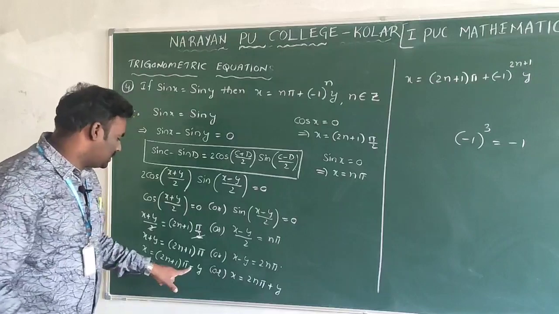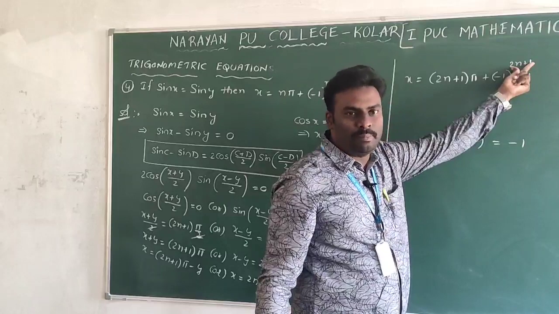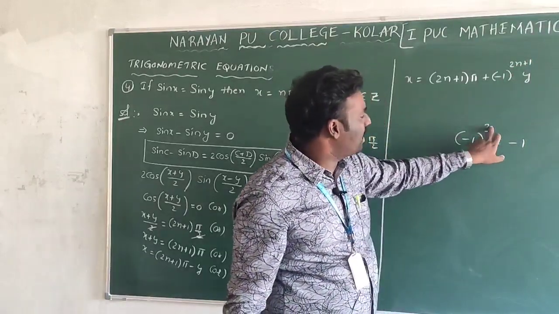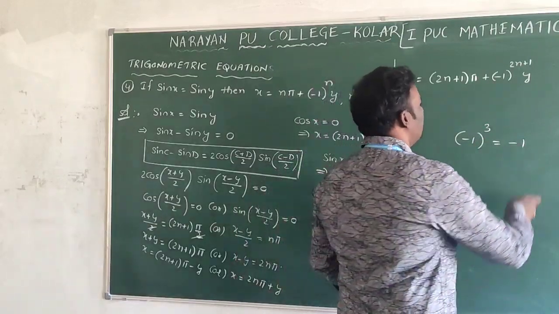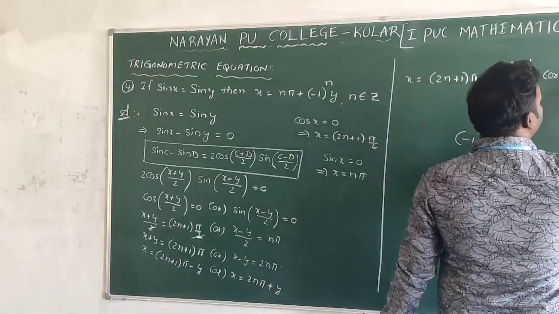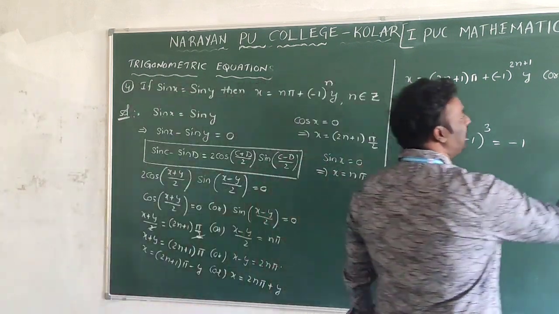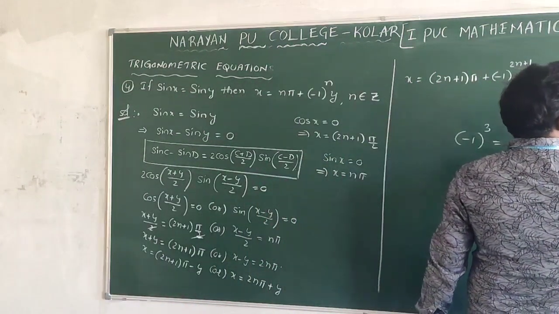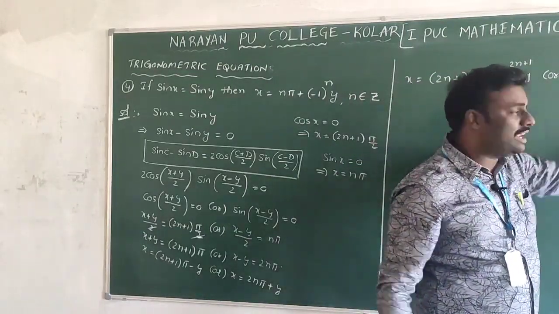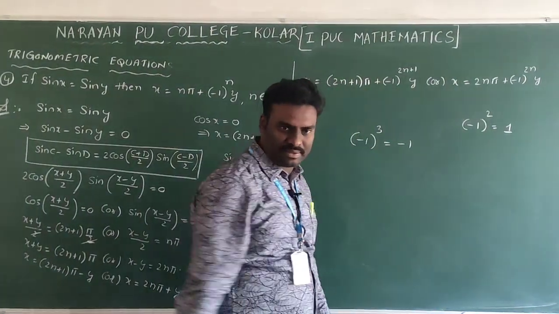This is important. This minus I am writing in the form of (−1) power (2n+1). 2n plus 1 is an odd number. Minus 1 power odd number is minus 1. Similarly, the other one, x is equal to 2nπ plus y. Here the symbol is plus. That's why it can be written as (−1) power 2n. Why? Because 2n is an even number, minus 1 power even number will give plus 1.